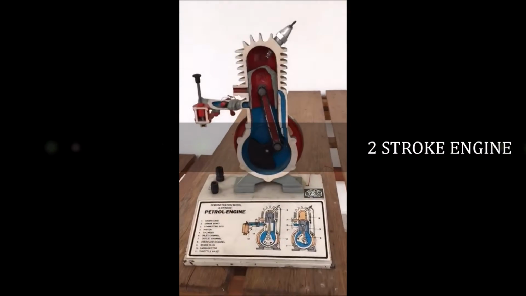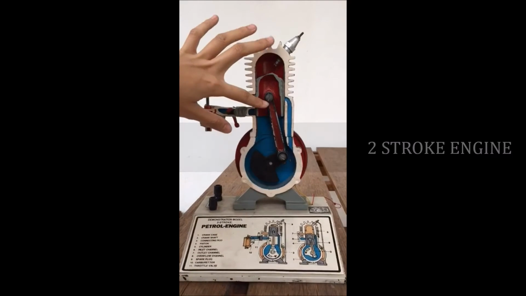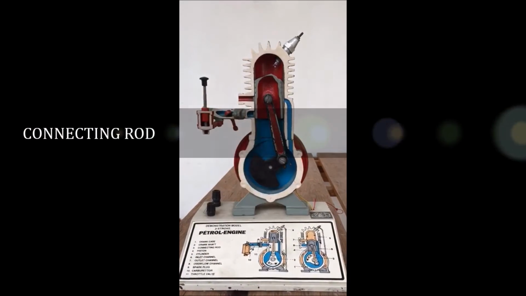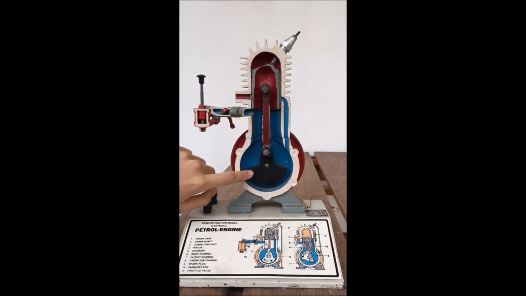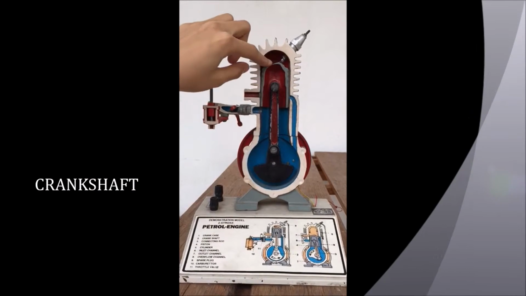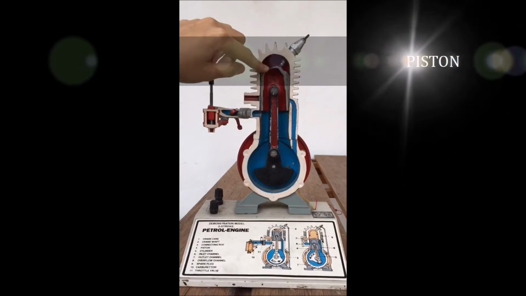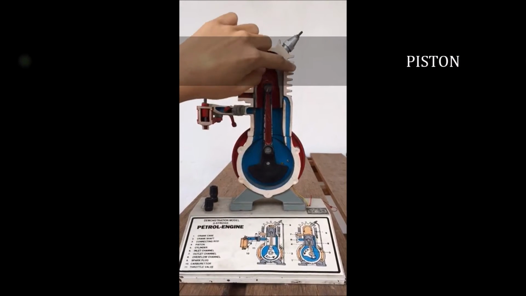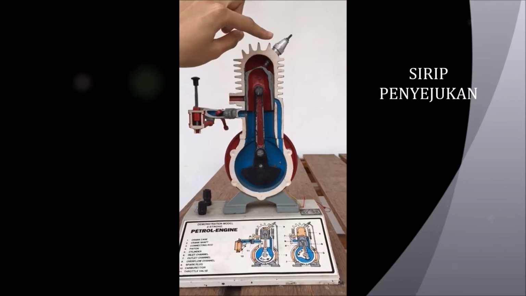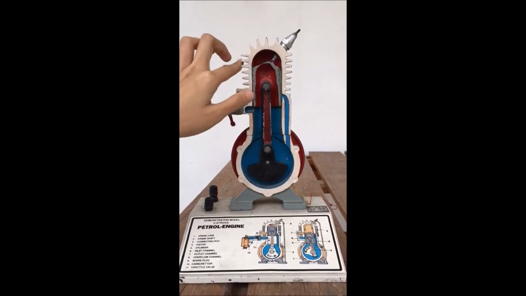I'm Siti Adilah. Today I will explain the position of the two-stroke engine. So we can see the first thing is this is the connecting rod, and then this is the crankshaft, the black color, and this is the piston. And we see this is a cylinder, and this is the cooling fin.